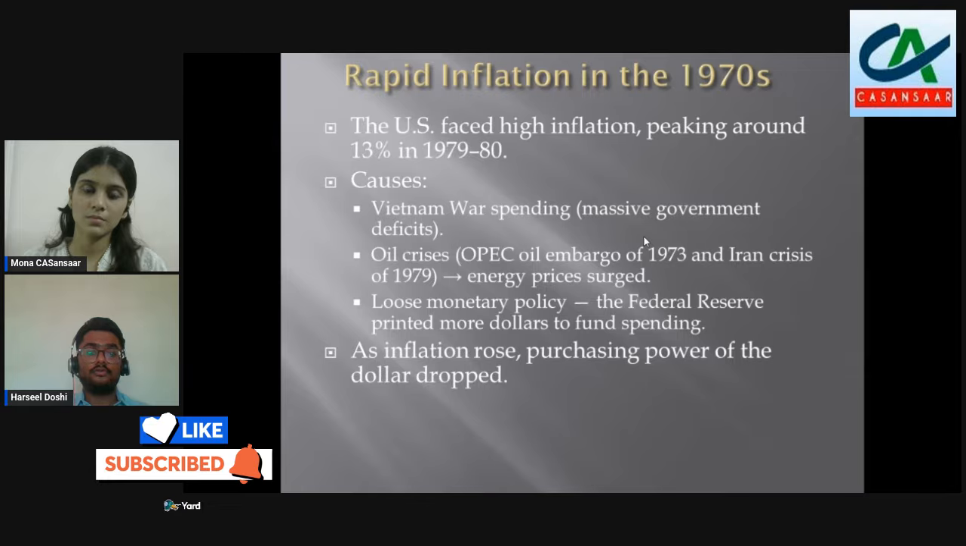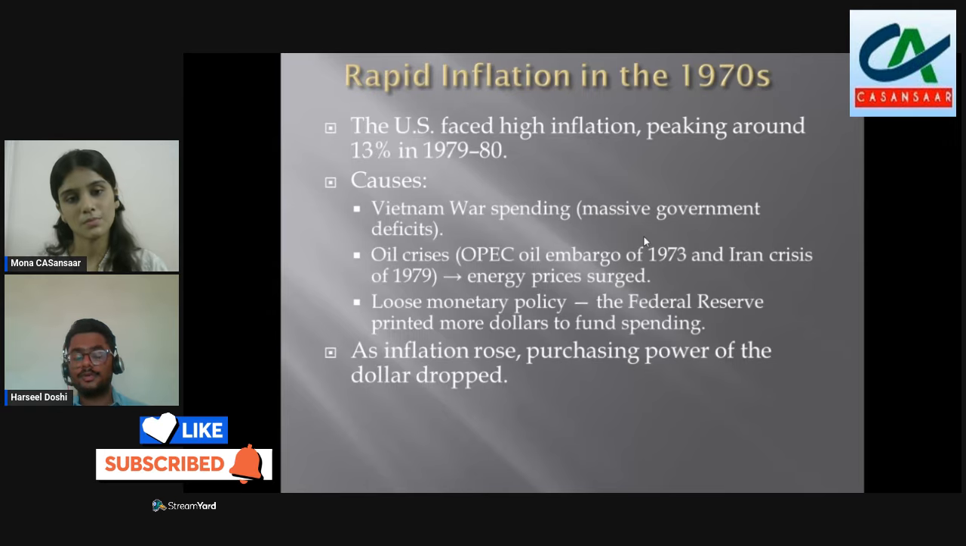And the causes of this very high inflation were, first of all, Vietnam War spending. The US government was spending massively in sponsoring the Vietnam War. Then the second thing, crises were going on around the globe, and the Iranian crisis was also there during that time period. Third, the US had a very loose monetary policy. Interest rates were very low. Because of all these reasons, inflation touched 13 percent in 1979 to 1980, and the purchasing power of the US dollar was dropping very rapidly.